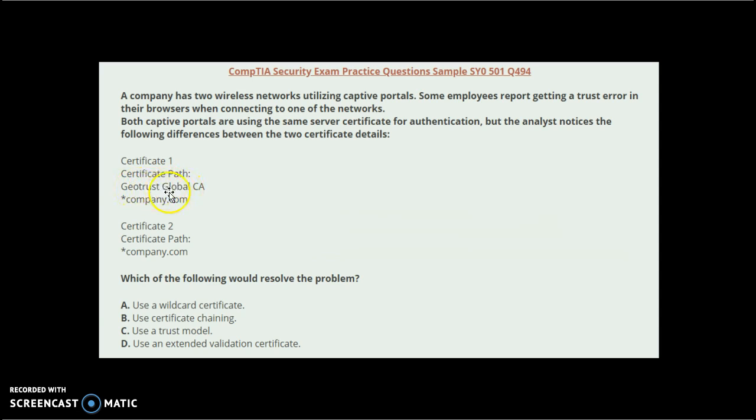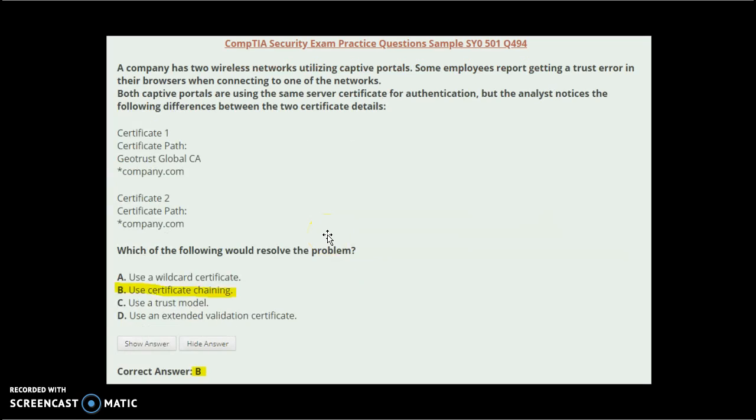See that little geo-trusted thing right there? Yeah, it looks like something weird. Which of the following would resolve this problem? Use certificate chaining.